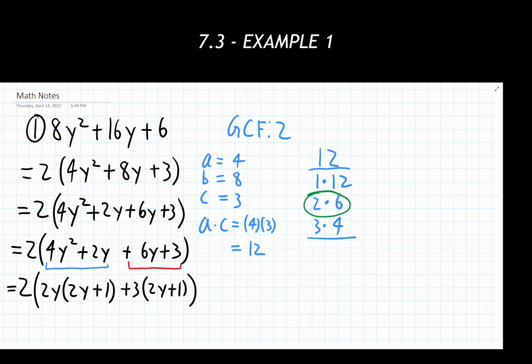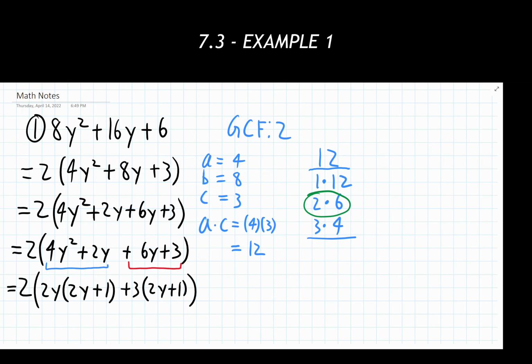It should be noted, again, this 2 out front is carrying down like we did from the very beginning. It's not affecting anything, it's just along for the ride. Everything that I'm doing is now inside of this set of parentheses. So if you're noticing that I've got parentheses inside of parentheses, yeah, that's because we're working with what is inside here.